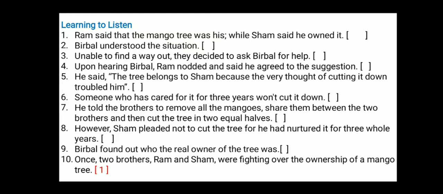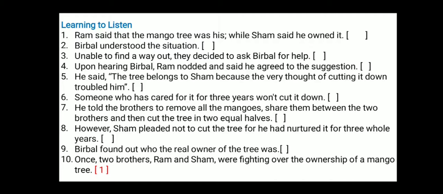Ram said that the mango tree was his, while Shyam said he owned it. Second, Birbal understood the situation. Third, unable to find a way out, they decided to ask Birbal for help. Fourth, upon hearing Birbal, Ram nodded and said he agreed to the suggestion. Fifth, he said the tree belongs to Shyam because the very thought of cutting it down troubled him. Sixth, someone who has cared for it for 3 years won't cut it down.